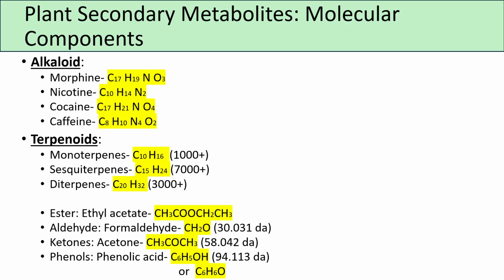You have monoterpenoids, sesquiterpenoids, and diterpenes, which are all constructed of carbon and hydrogen. In a second group of terpenoids, you have esters, and you can see again we have carbon, hydrogen, and oxygen. Aldehydes, carbon, hydrogen, and oxygen. Ketones, again, carbon, hydrogen, oxygen. Phenols, the same. They're all composed on this primary carbon, hydrogen, oxygen.